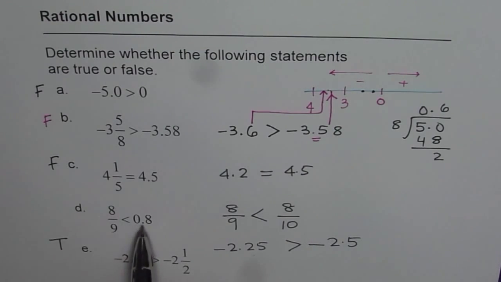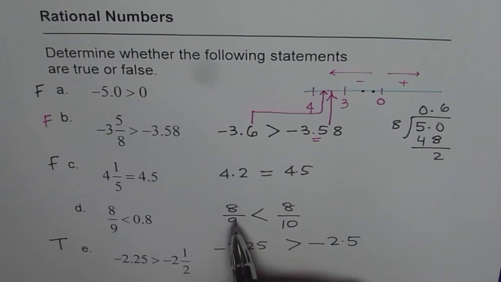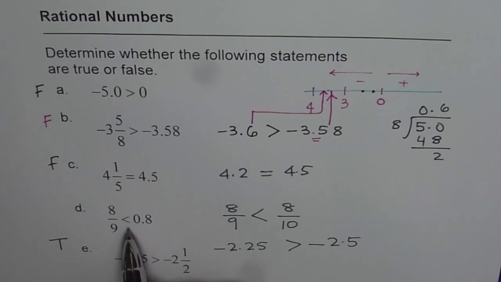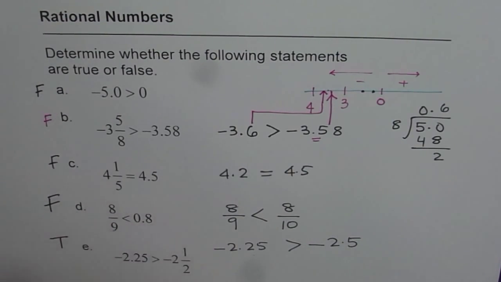Now here, which one is greater? 0.8, 8 out of 10, or 8 out of 9, right? Of course, if you take 8 parts out of 9, it is greater, not 8 out of 10, correct? And therefore, this statement is also false. So that is how you can get all your answers. I'd like you to review this video once, understand the concepts, and then move on.